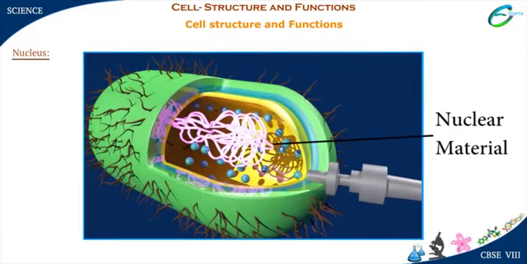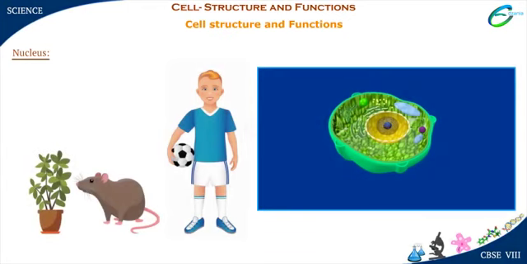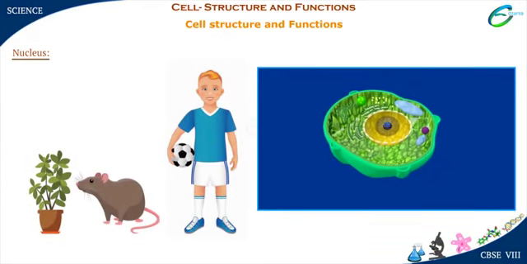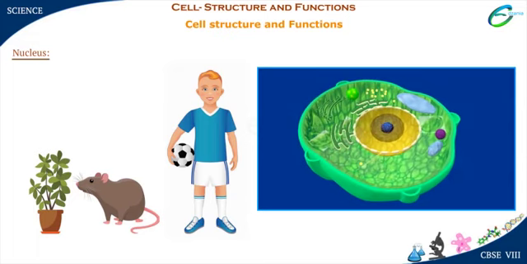Such cells are called prokaryotic cells, and such organisms are called prokaryotes, where pro stands for primitive and karyon stands for nucleus. Other multicellular organisms have well-organized nucleus with a nuclear membrane. Such cells are called eukaryotic cells. All organisms other than bacteria and blue-green algae are eukaryotes, where eu stands for true and karyon stands for nucleus.